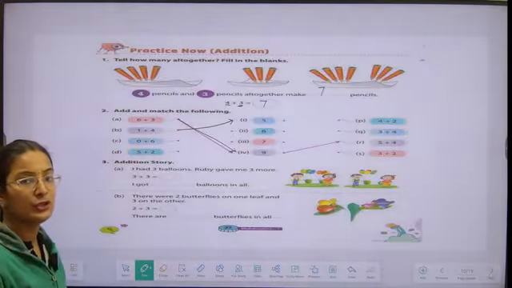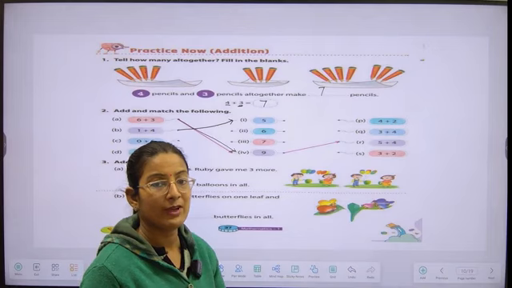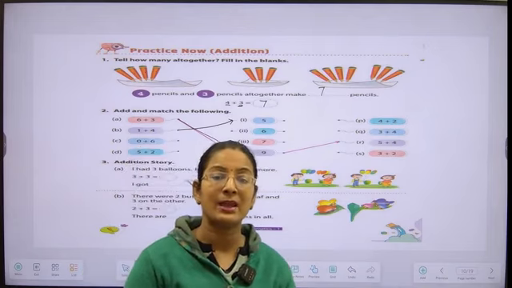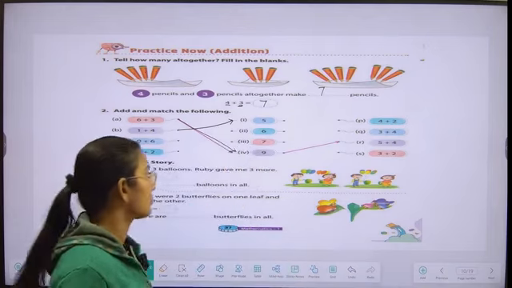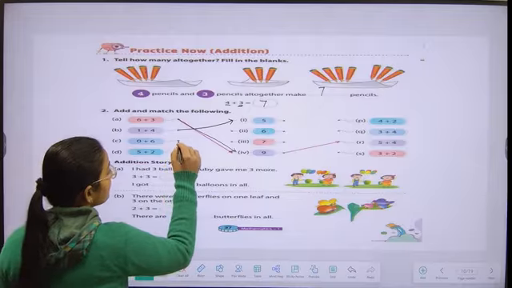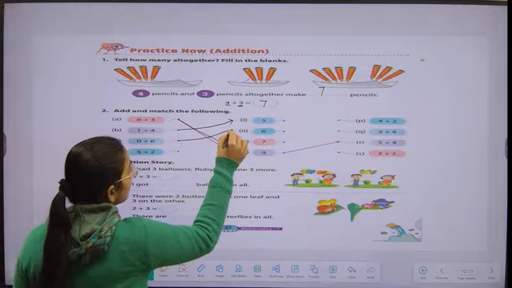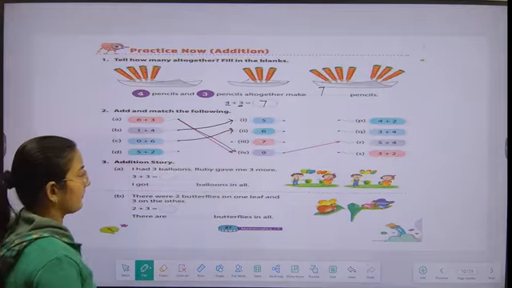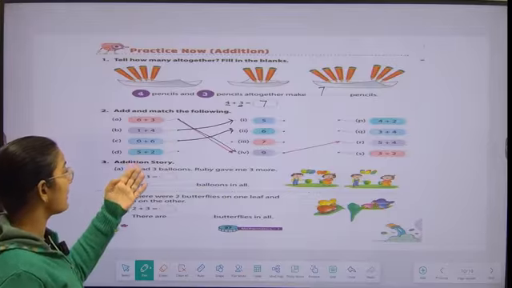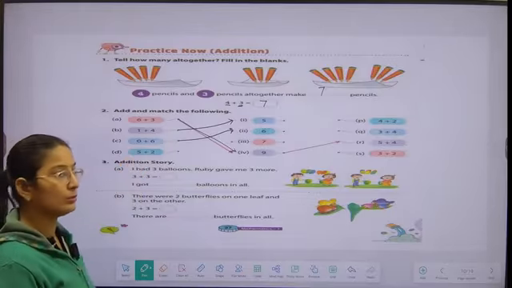0 plus 6. 0 is nothing. So if I am adding 6 to nothing, I am getting 6. So what we have to do? We have to match it with 6. Just like this. Now the next one is 5 add 2.